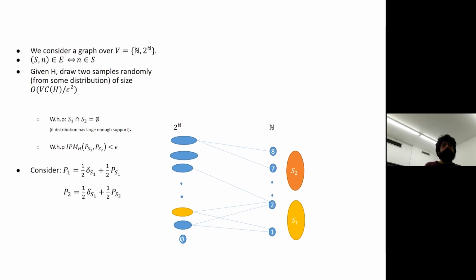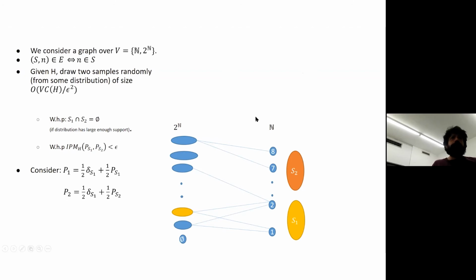And what I claim is that this graph is incomparable for any hypothesis class. So how am I going to show that? Let's say you have a hypothesis class. What I want to do is generate a distribution that is indistinguishable between the two with respect to the hypothesis class, but the graph succeeds. So here's how I'm going to construct it.